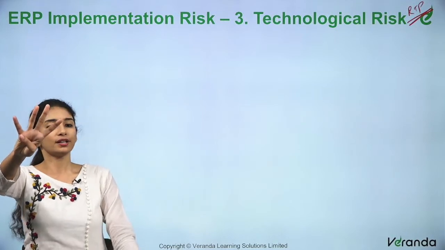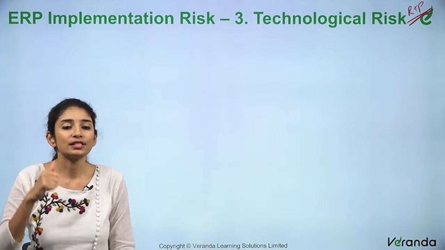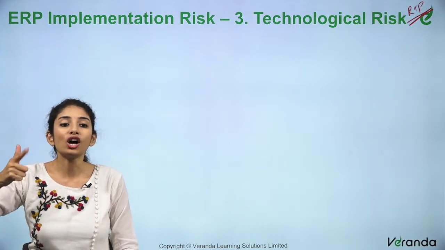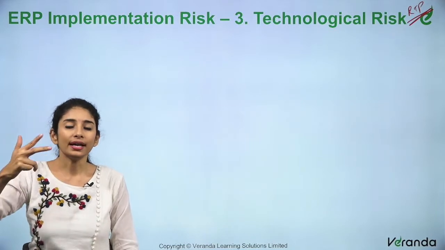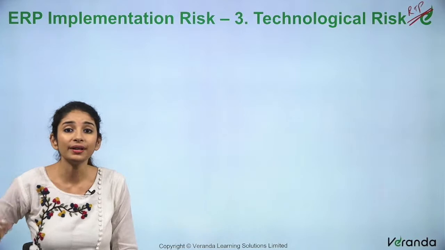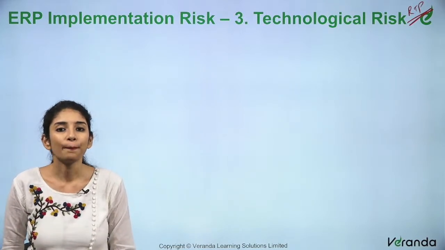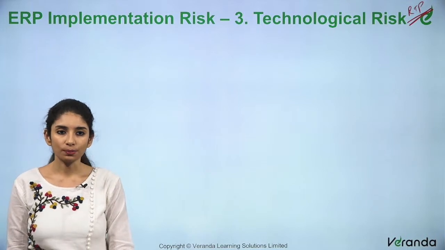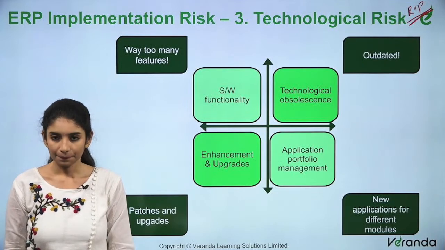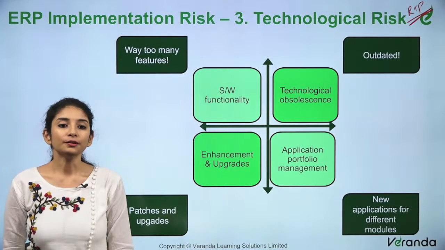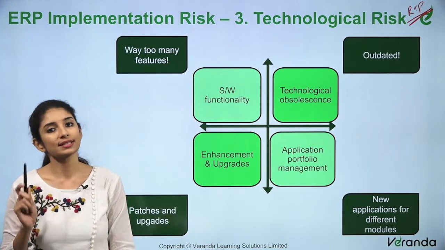So 4 things, boys and girls, under technological risk. Number 1, too many menus: software functionality. Number 2, technological obsolescence. Number 3, my enhancements and upgrades, and number 4 is application portfolio management. Clear? Perfect. So we are done with people risk, process risk, technological risk.